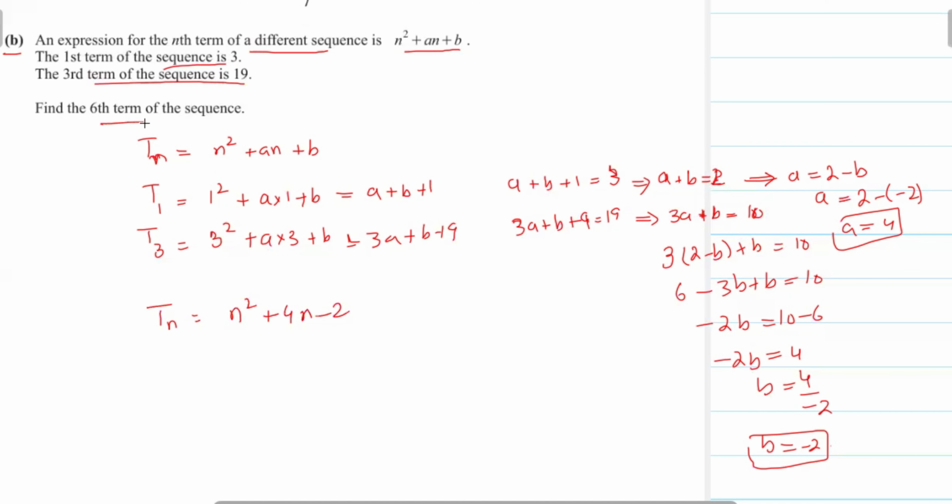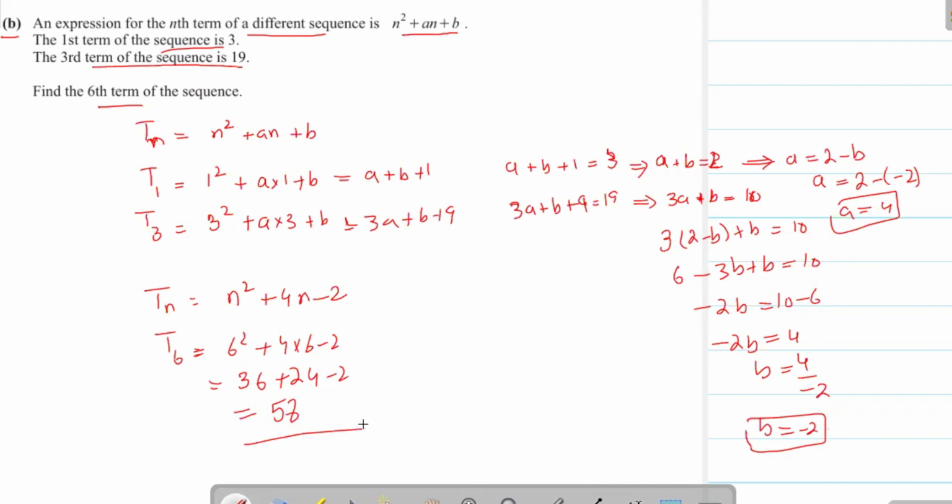Next is the sixth term of the sequence. This will be equal to t6 equal to 6 squared plus 4 into 6 minus 2. We replace the n with 6. Therefore, its value becomes 6 squared plus 4 into 6 minus 2, and this will be equal to 36 plus 24 minus 2, which is 58. This 58 is the answer.